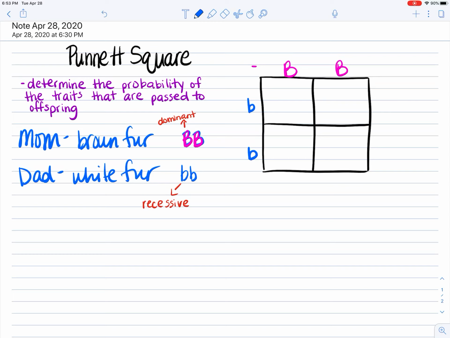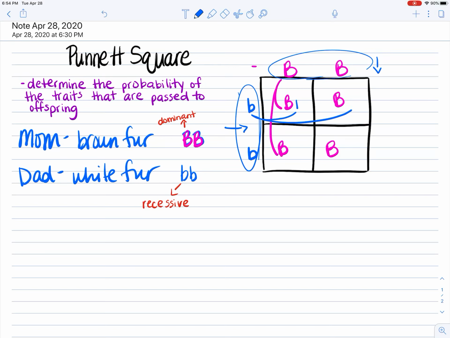When it comes to filling in the Punnett square, this information here fills in all the squares to the right of it, and then this information fills in down below. So let's start with the top. This capital B is filled into this square, and it fills into this square. So I have capital B, capital B. Same thing on the right side. Now, on the left side here, this lowercase b goes here, and it goes there. Same thing on the bottom row. Alright, so that's filled in.